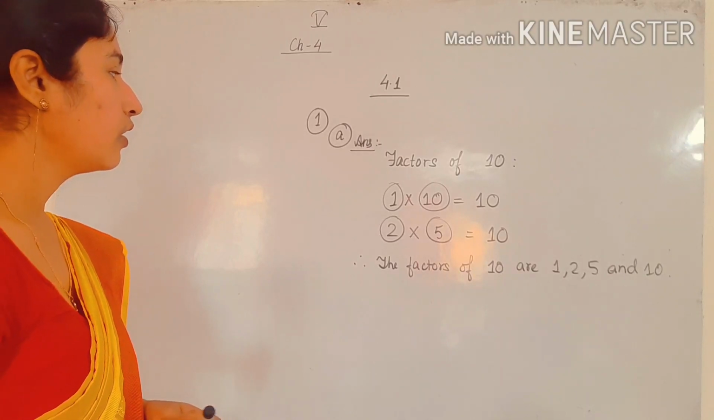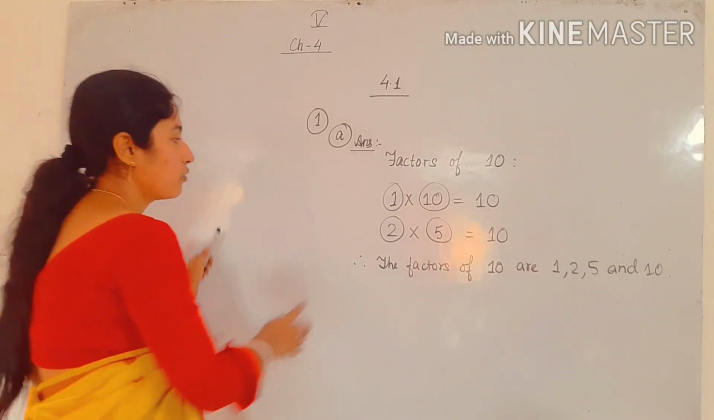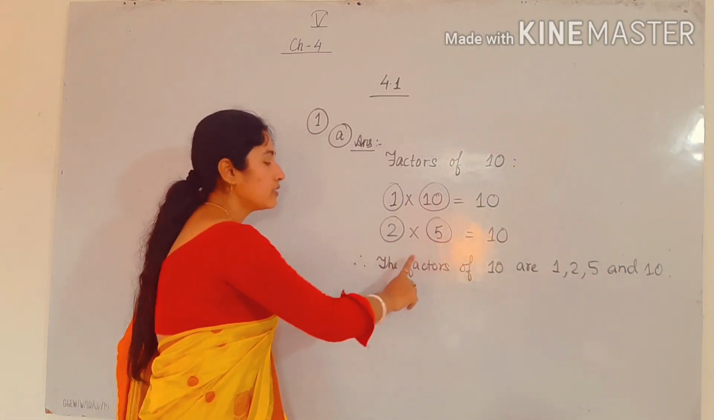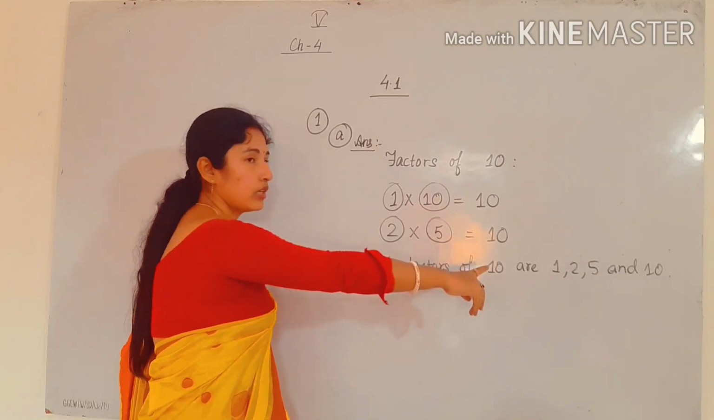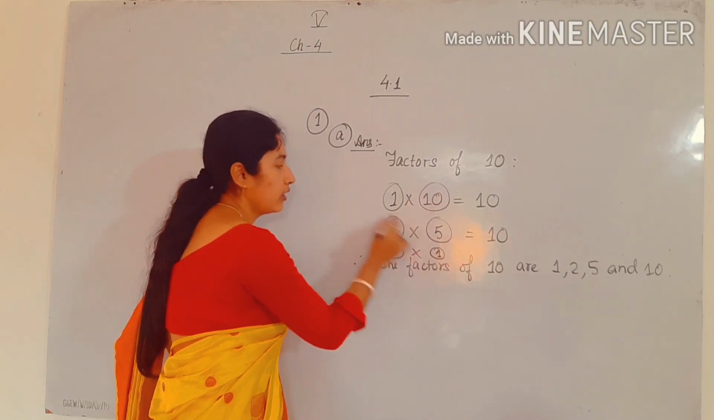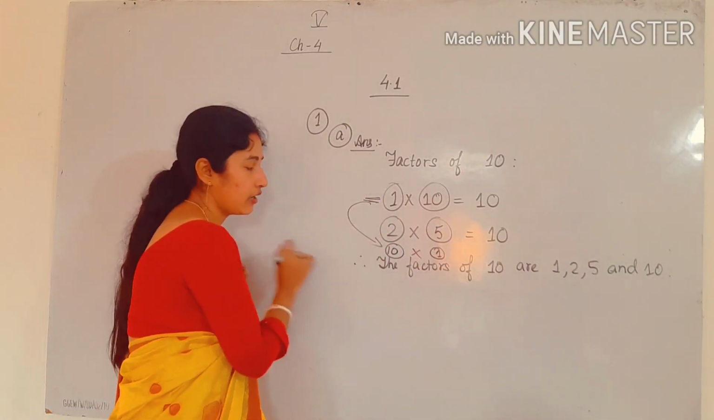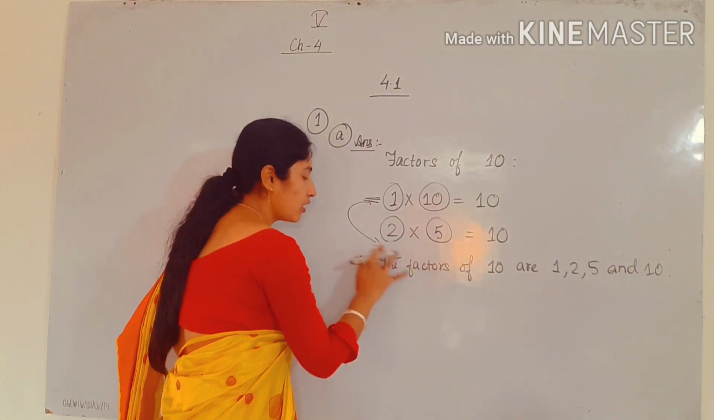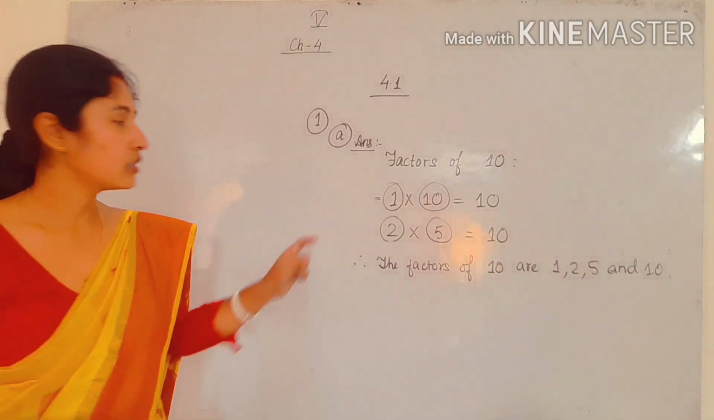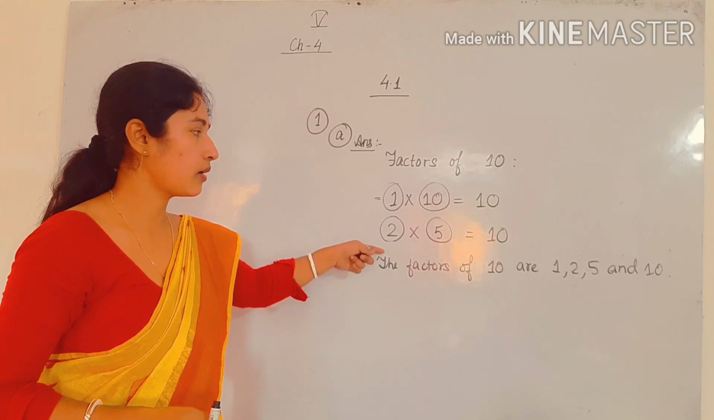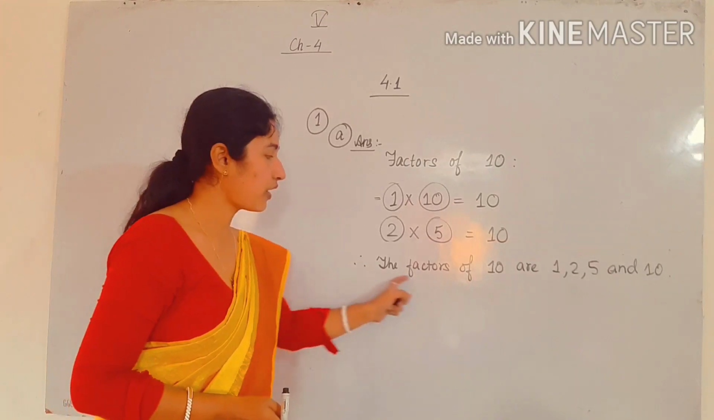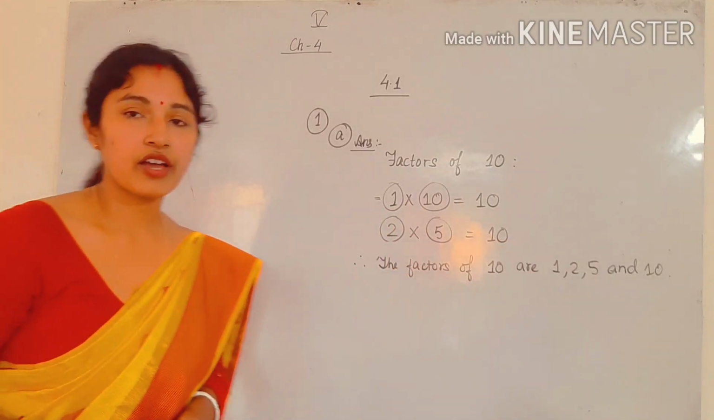See, factors of 10, by using multiplication we can write 1 into 10 is equal to 10, and secondly we can write 2 into 5 is equal to 10. Again see, we can write 10 into 1 is equal to 10 also, but by that way what will happen? See, again the first step is repeating here. When repetition comes, no need to write the repetition. So by this way we can say, therefore the factors of 10 are 1, 2, 5 and 10.